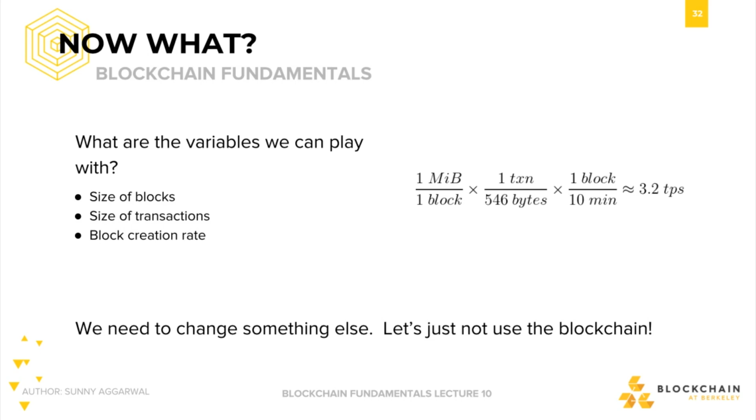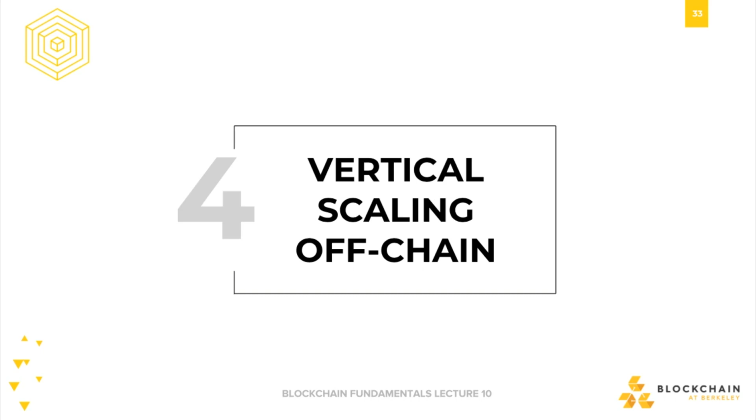So we've played with the size of blocks, we've played with size of transactions, we've also played with block creation rate, but we didn't really get a significant improvement in our transactions per second. So we need to change something. So one idea is let's just not use the blockchain at all. This brings us to vertical scaling off-chain.